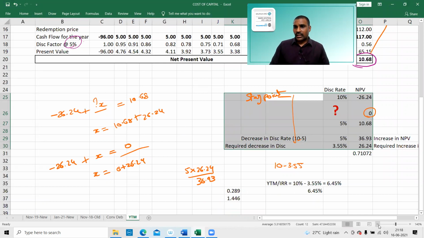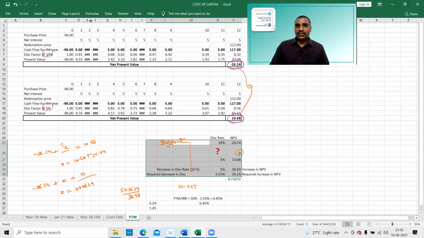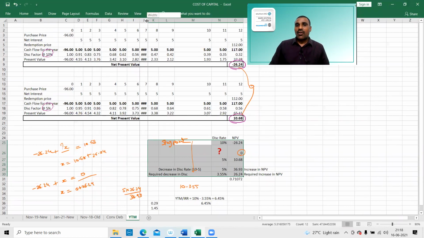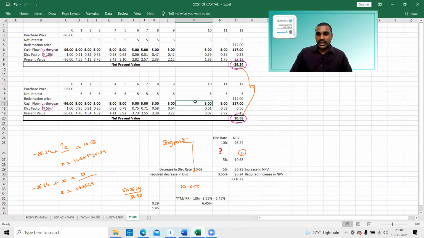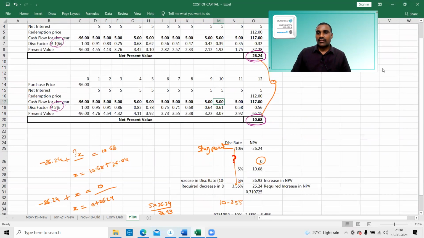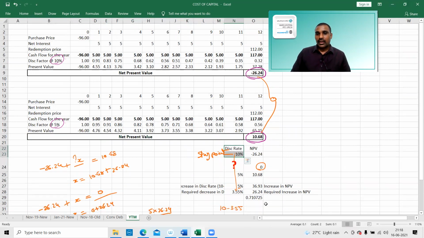So this is the conceptual way of solving the problem. First we have to think that yield to maturity is from the investor's point of view, so you have to calculate the NPV for the investors. What is yield to maturity to the investors is nothing but the cost of capital to the company.